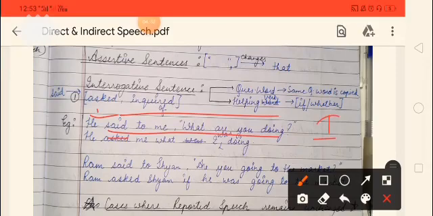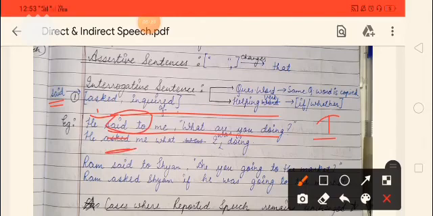And one thing more students, in case of interrogative sentences, said becomes asked or inquired of. Instead of said, which we were using in case of assertive sentences in indirect speech, now in interrogative sentences we use asked or inquired of in indirect speech. So he said to me, what are you doing? In place of said to, it becomes asked.